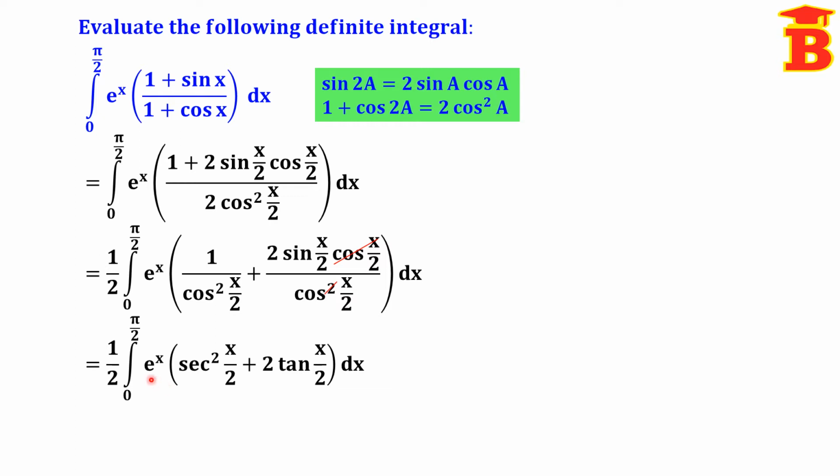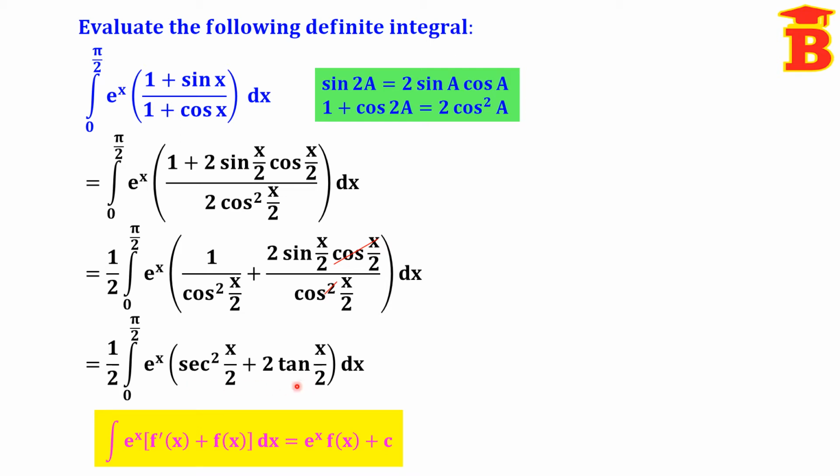Now this integration is of the form integral e power x into f dash of x plus f of x into dx. For that the formula is e power x into f of x plus c. This is the general formula without limit. So we have plus c in the formula. But in this definite integral, we have the limit, so we don't add the constant plus c. Write the formula and substitute the limits.